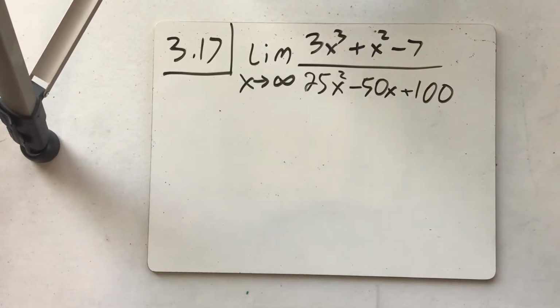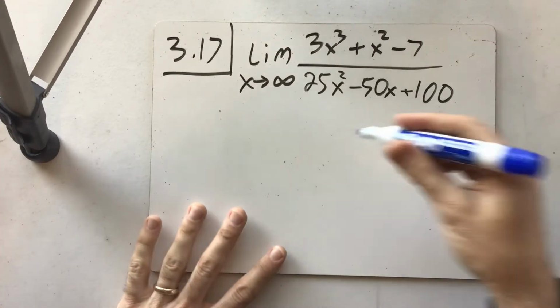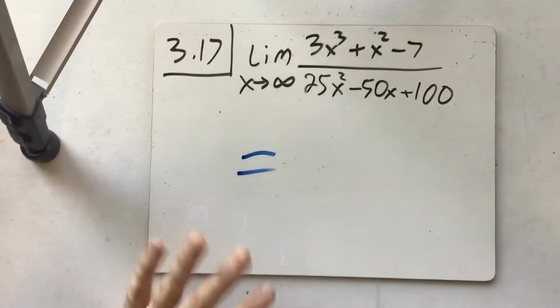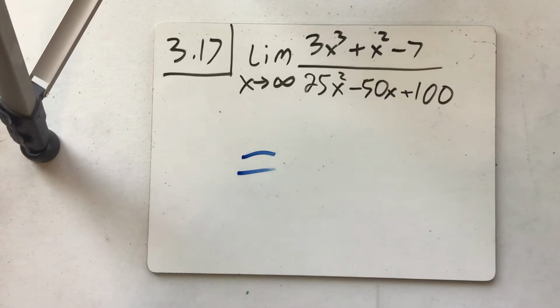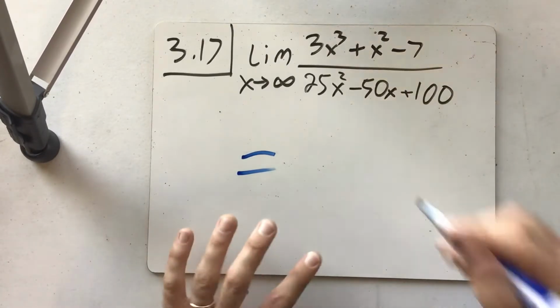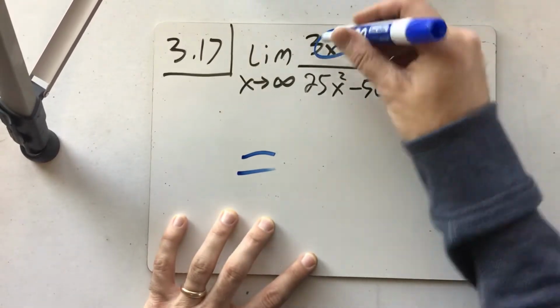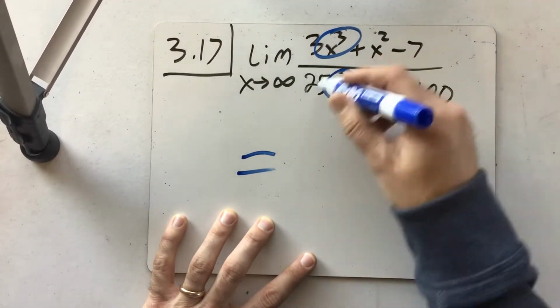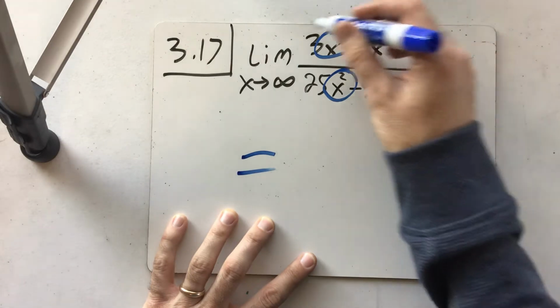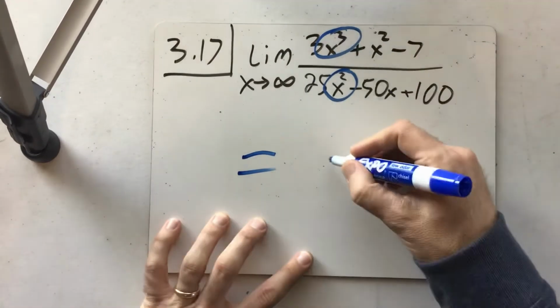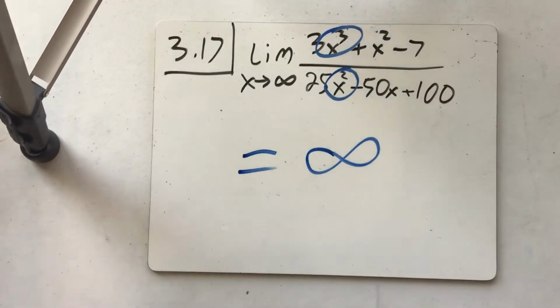3.17. I made a mistake. This is a problem that we already did, so this is the same as, what problem was it? This was the same as 3.15, and so we saw there the denominator, the degree of 3 is bigger than the degree of 2, so the numerator wins the battle, and our answer is infinity. We saw this already. Sorry for giving you the same problem twice.